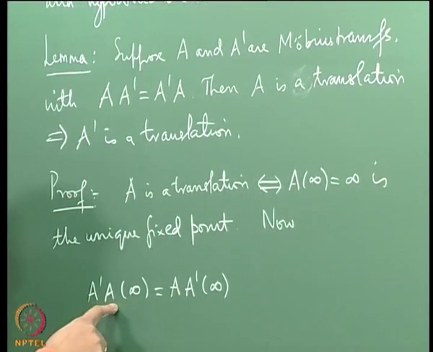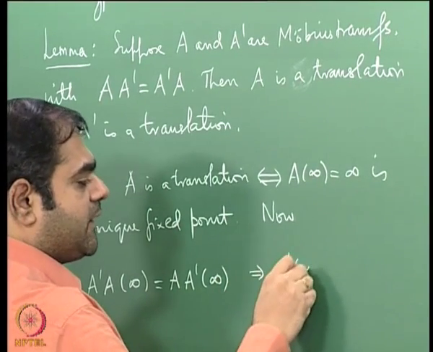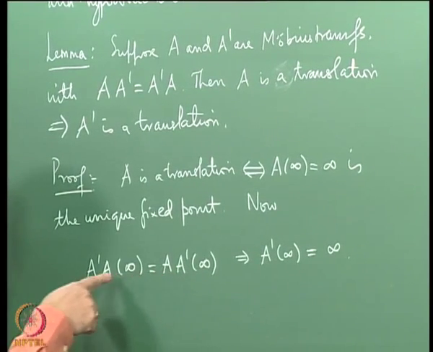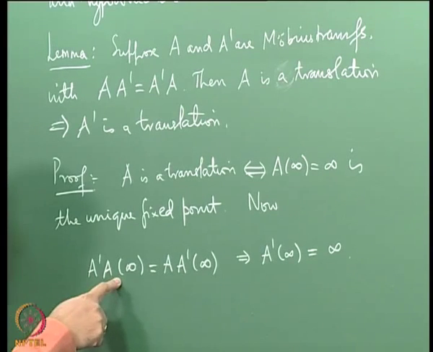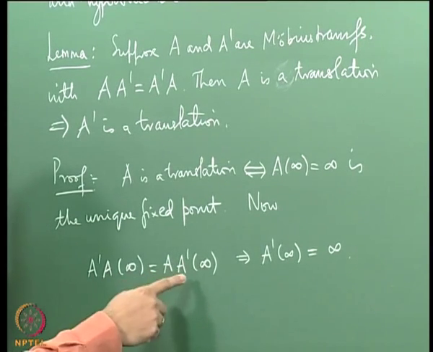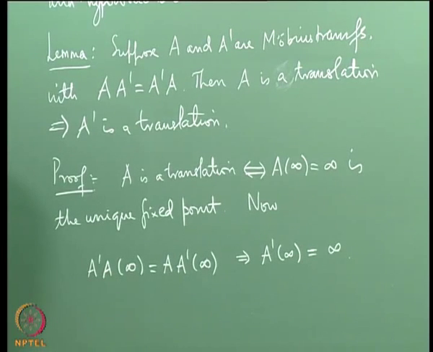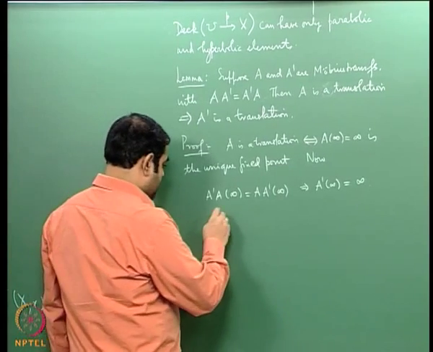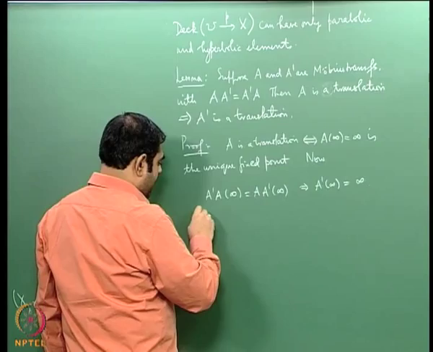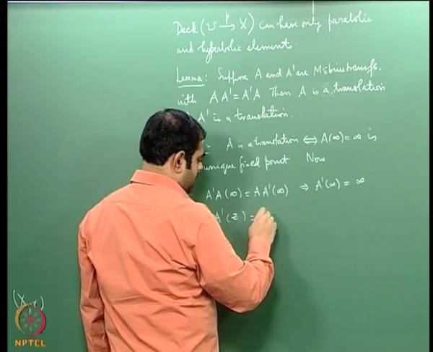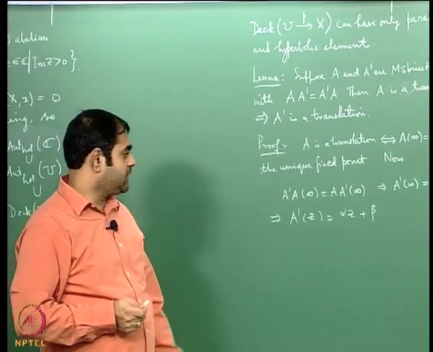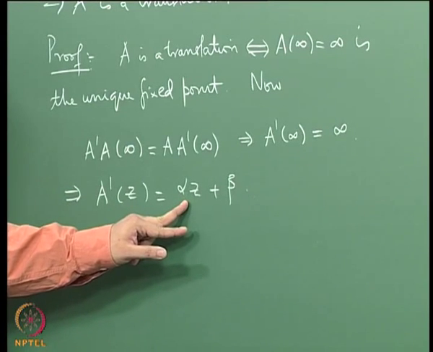So but you see A of infinity is infinity, so this will tell you that A prime of infinity has to be infinity. Why? Because A of infinity is infinity, so you get A prime of infinity is A of A prime of infinity, okay. That means A prime of infinity is a fixed point for A, but the only fixed point for A is infinity, therefore A prime of infinity is equal to infinity. But if A prime of infinity is equal to infinity, then A prime is a translation, okay. So this implies, well, we have to say a little bit more. This implies that A prime of Z is of the form alpha Z plus beta. If infinity is a fixed point for a Moebius transformation, then it has to be of this form, alright, it has to be of this form.